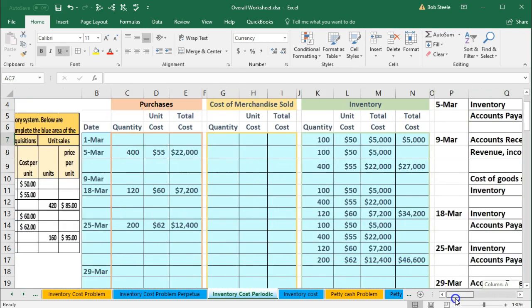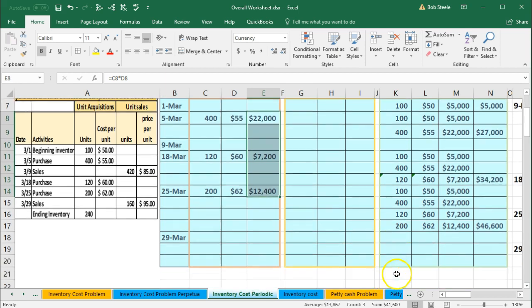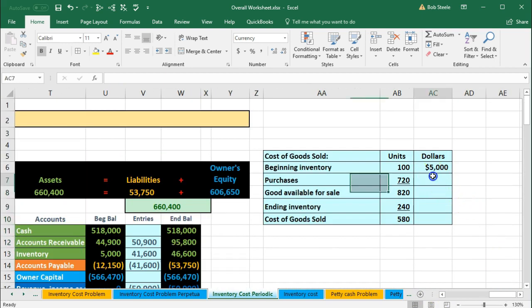Again, the purchases are what they are. I'm going to scroll back over. This is what we purchased them for. There's no estimate in the purchase. So all of these purchases, it is what it is. It would be the same under first in, first out, last in, first out, average, or specific identification. In our problem, that purchase total for the time period this month is 41,600. So we're going to scroll back over here. We've got in AC7, 41,600.